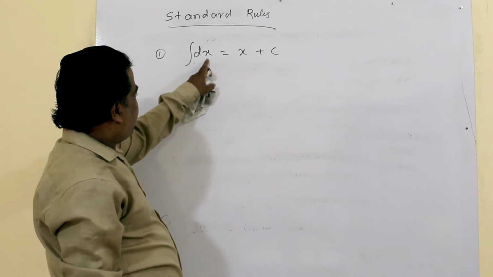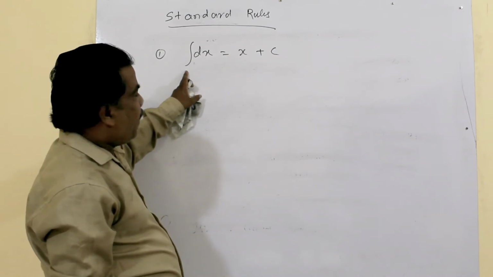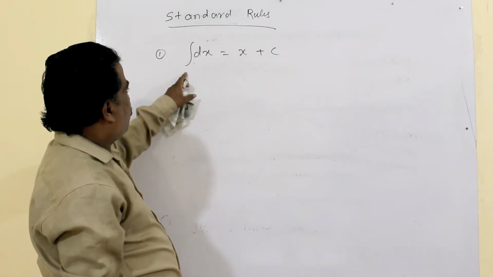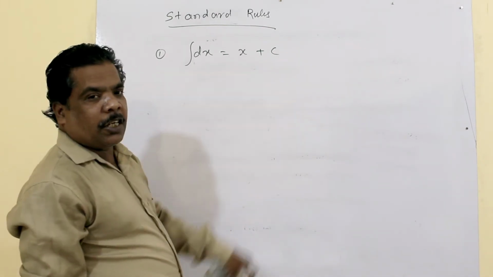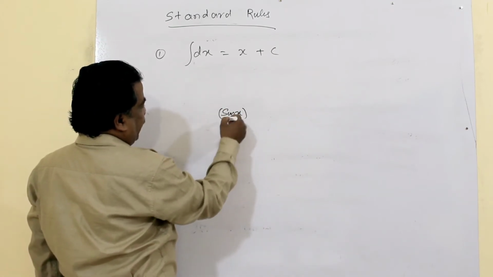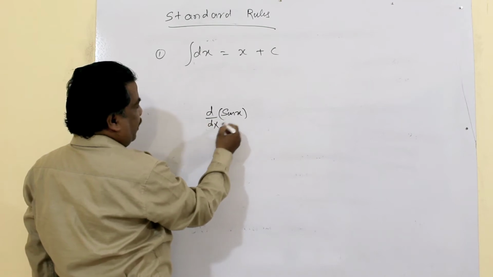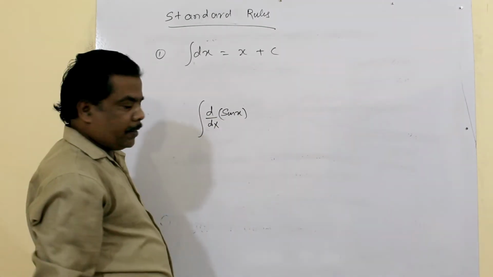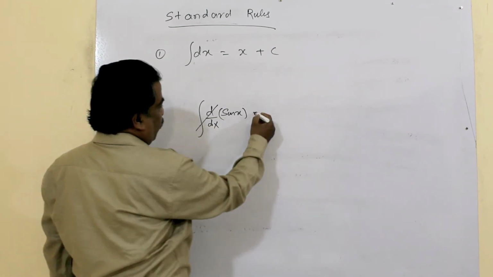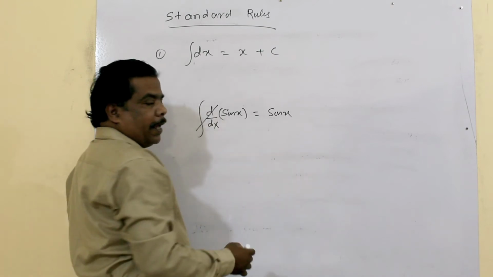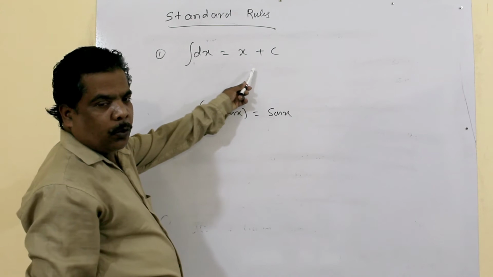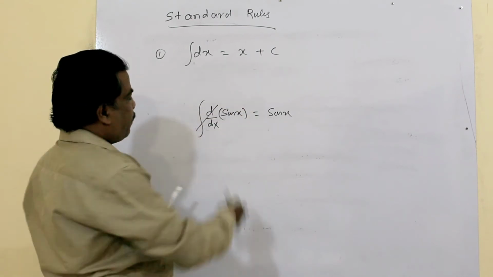If you take a function, we take differentiation and integration. As integration and differentiation are reverse processes, hence integral of dx is equal to x plus c. If you take a function sin x, then differentiation gives cos x, and integration, being the reverse process, gives back sin x. Hence integral of dx is x, integral of du is u, integral of dt is t.